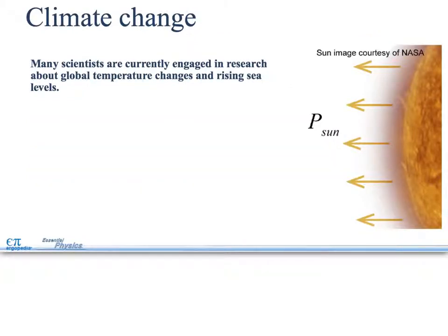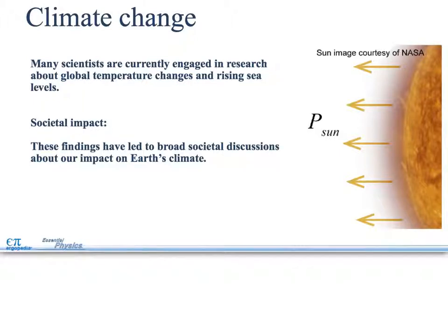Climate change. Many scientists are currently engaged in research about global temperature changes and rising sea levels. So we have the energy from the sun coming out. Societal impact. These findings have led to broad societal discussions about our impact on the Earth's climate. So just about because scientists are talking one way, it's having repercussions because then people are starting to talk about what they can do to help the Earth.